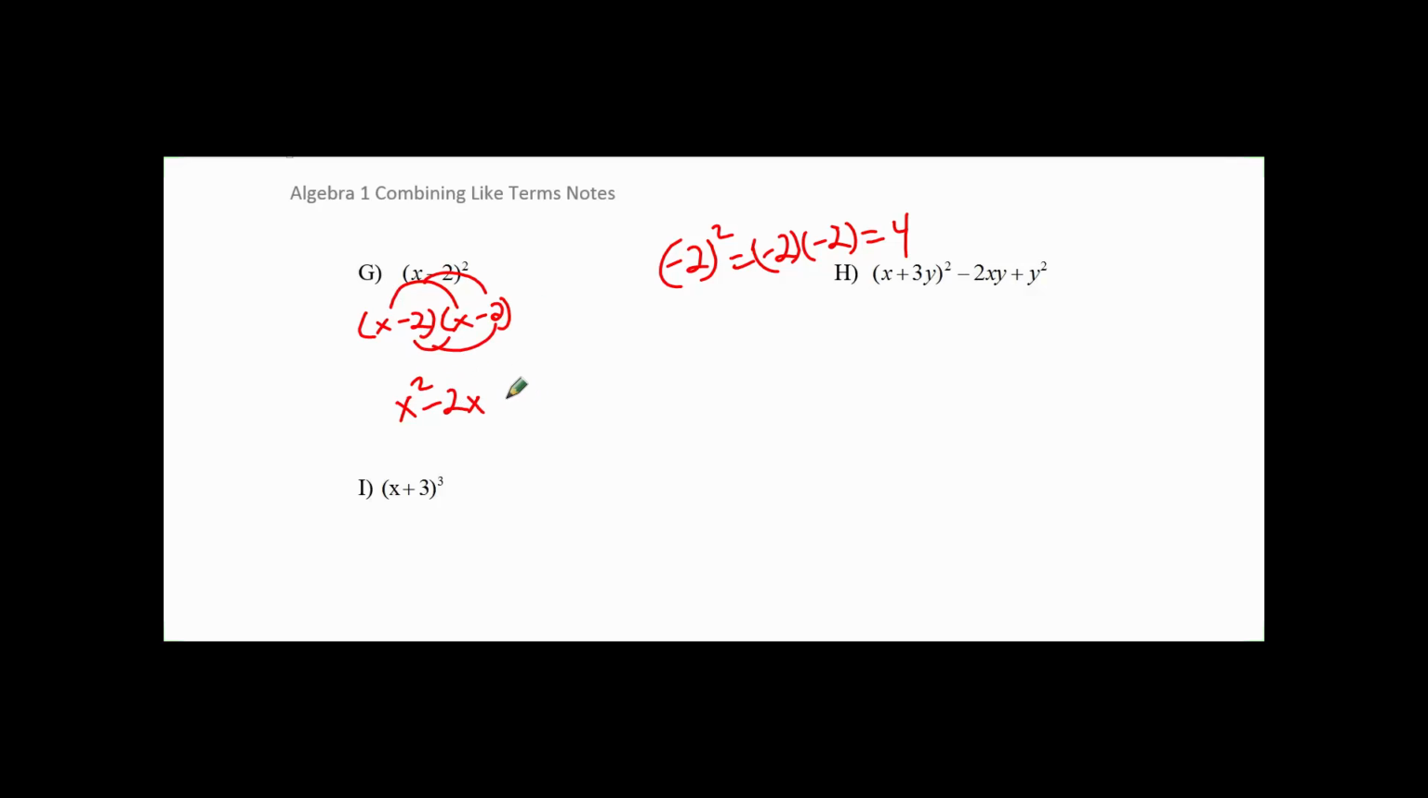So negative 2 times x is negative 2x. Negative 2 times negative 2 makes a positive 4. There's our plus 4. The part that people miss is this middle part. It should be x squared minus 4x plus 4. And that is our answer.